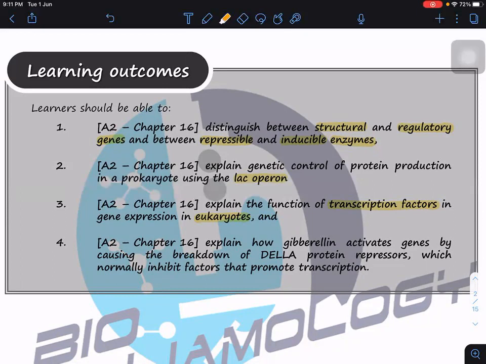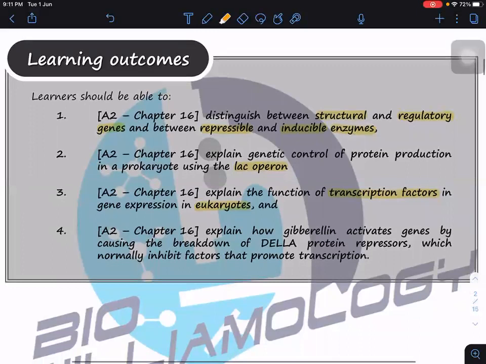And we're going to use DELLA protein as a sample, as a repressor, and we're going to look at how this can have effects on the transcriptions by one of the plant's hormones called gibberellin. So this part is totally new for you guys, so please do follow.